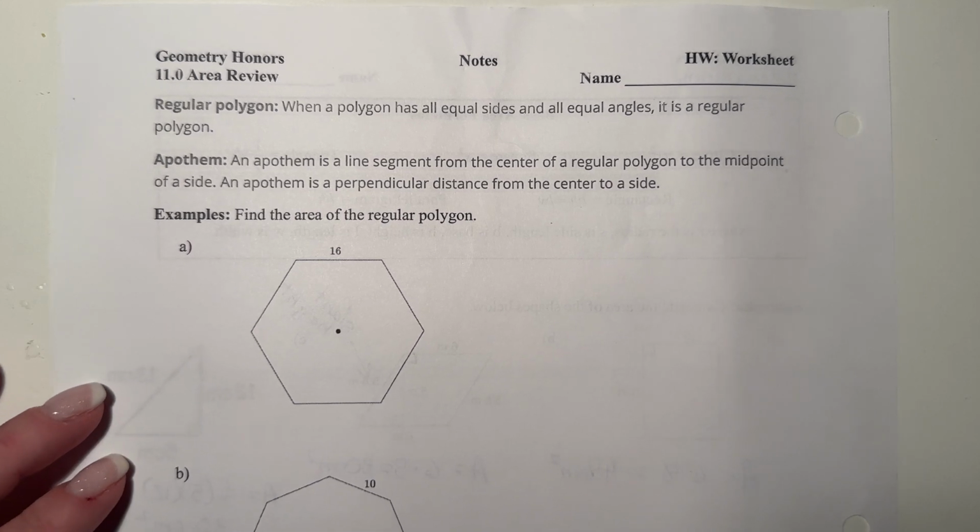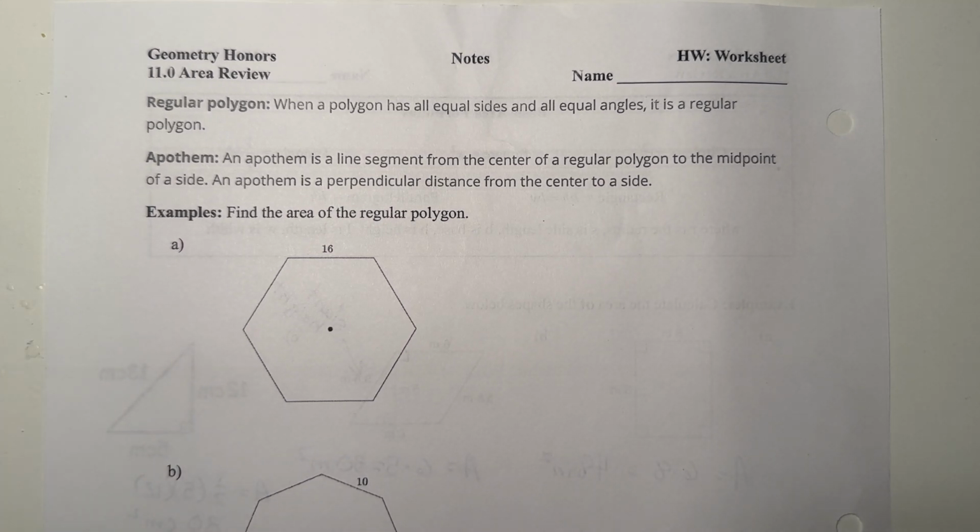Here are some definitions for you. First of all, this stuff that we're doing applies only to regular polygons. Regular polygons mean that all the sides are equal and all of the angles are equal.